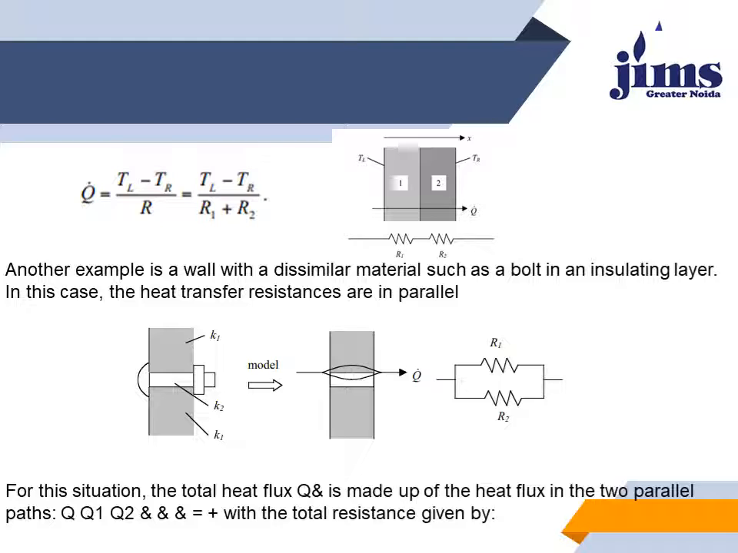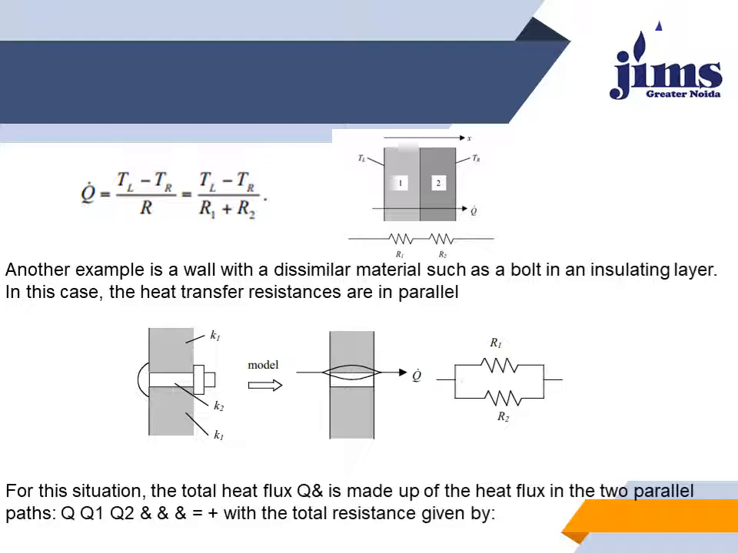There are two types of connection. The first figure shows the series connection, and the second figure shows the parallel connection. We can use both concepts. In this particular case, the plane wall having layers 1 and 2 is composed in a series manner. So the total resistance is equal to R1 plus R2, where R1 is the resistance of wall 1 and R2 is the resistance of wall 2.